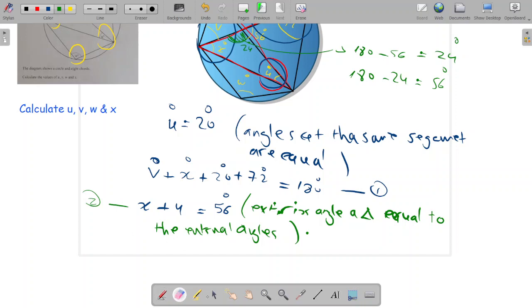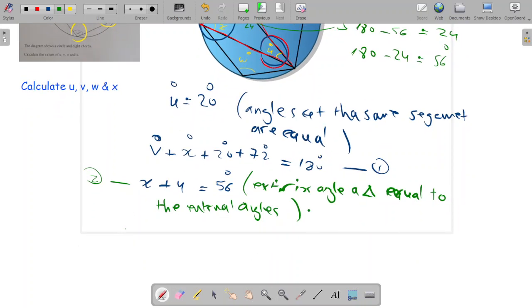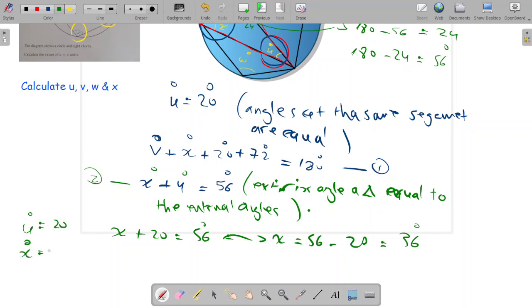Since you know the value of u, it means that you can find out the value of x. You will say that x plus 20 degrees is equal to 56 degrees. It means that x is going to be equal to 56 minus 20, which is 36 degrees. So that's the value of x. Now we know the value of u, we know the value of x, and we can use the value that we figured out right now to solve this one. It means that we can solve the angle v.